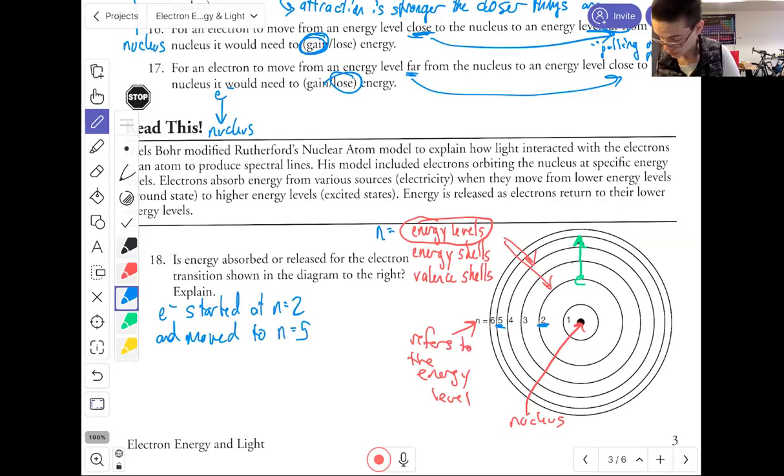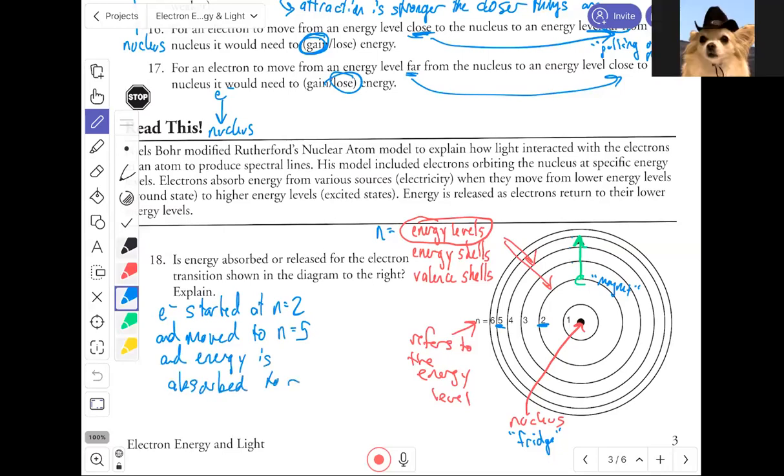To do that, again, thinking that my nucleus here is my fridge, and my electron over here is my fridge magnet, do I have to put energy in, or am I getting energy out? Putting it in. So it started at n equals 2, moved to n equals 5, and energy is absorbed to do that.